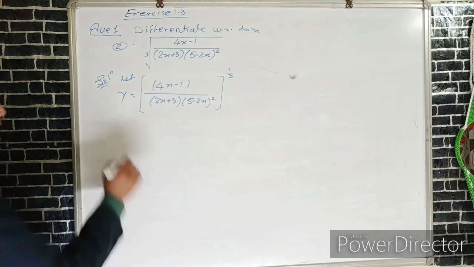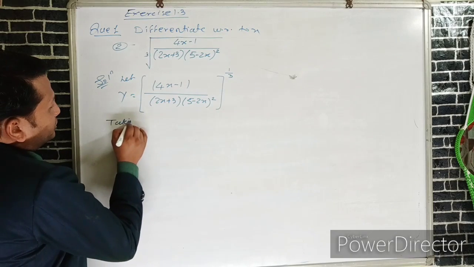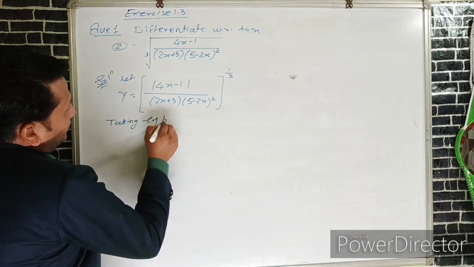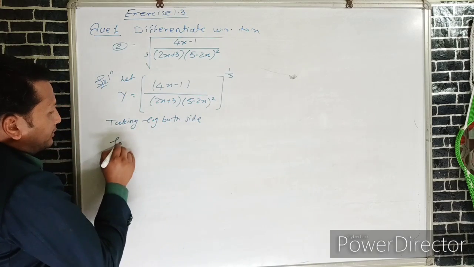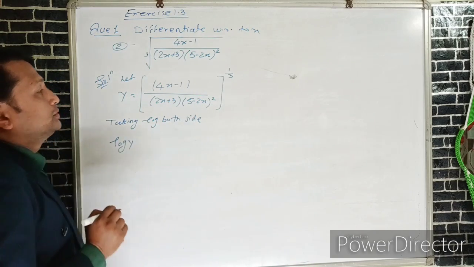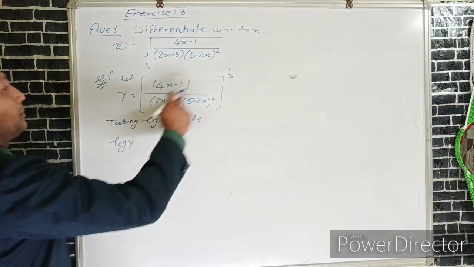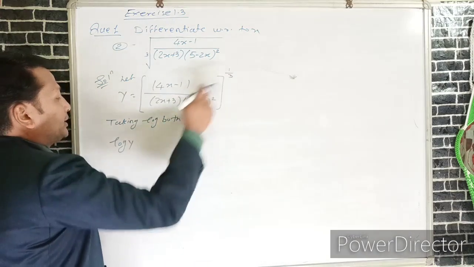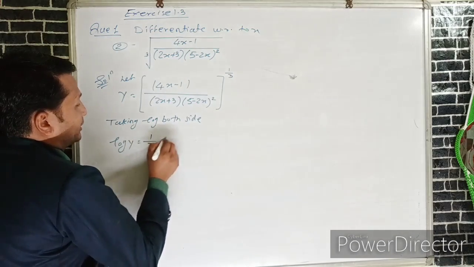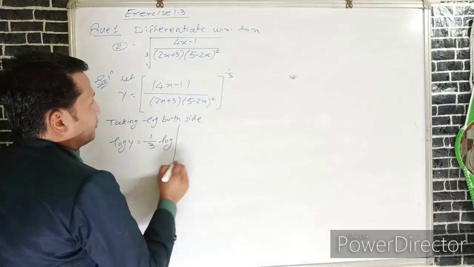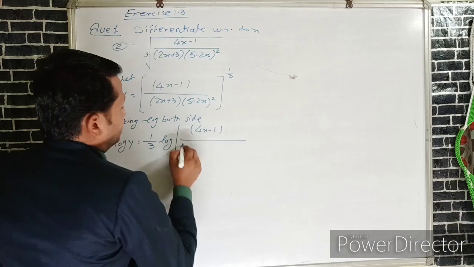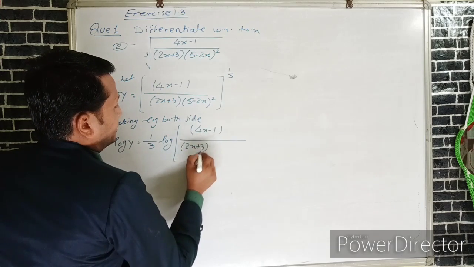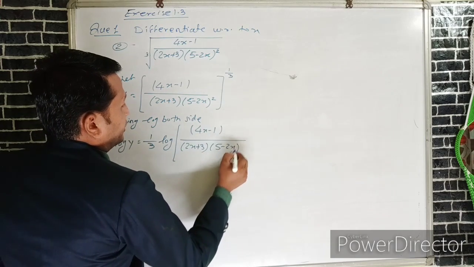Now we take log on both sides. If we take log on both sides, then we can write log y. By using the rule of log of m raised to the power n is equal to n log m, we can write it as 1 by 3 into log of (4x minus 1) upon (2x plus 3) into (5 minus 2x) whole square.